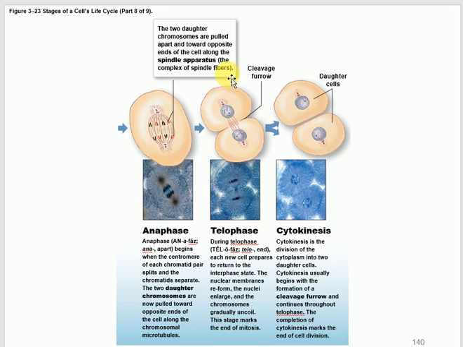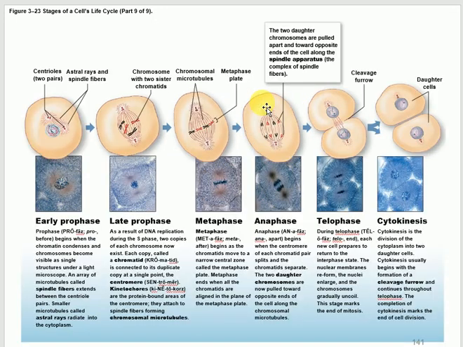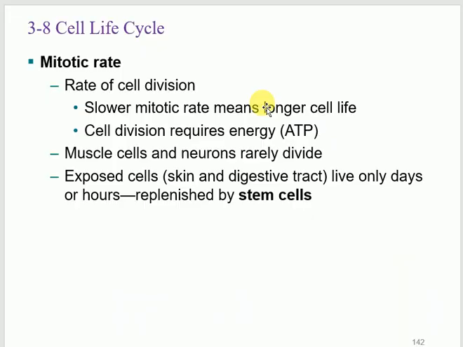And there is a cleavage furrow that forms in between those two. And then cytokinesis: cyto means cells, kinesis means movement. It's coming from kinetic. So cytokinesis means the new cells move away from each other. So now we have the two cells, and this is the whole entire process.